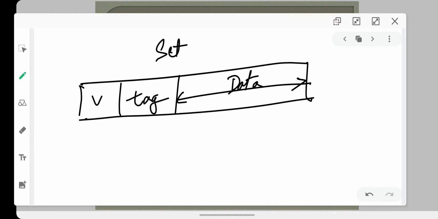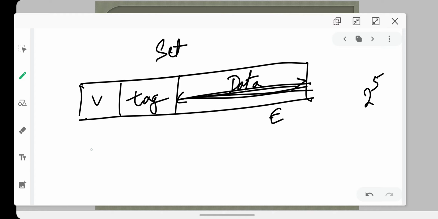As I told, these sets are all powers of 2. It may be 2 power 1, 2 power 2, 2 power 3, 2 power 5. All are powers of 2. The data blocks are also powers of 2.